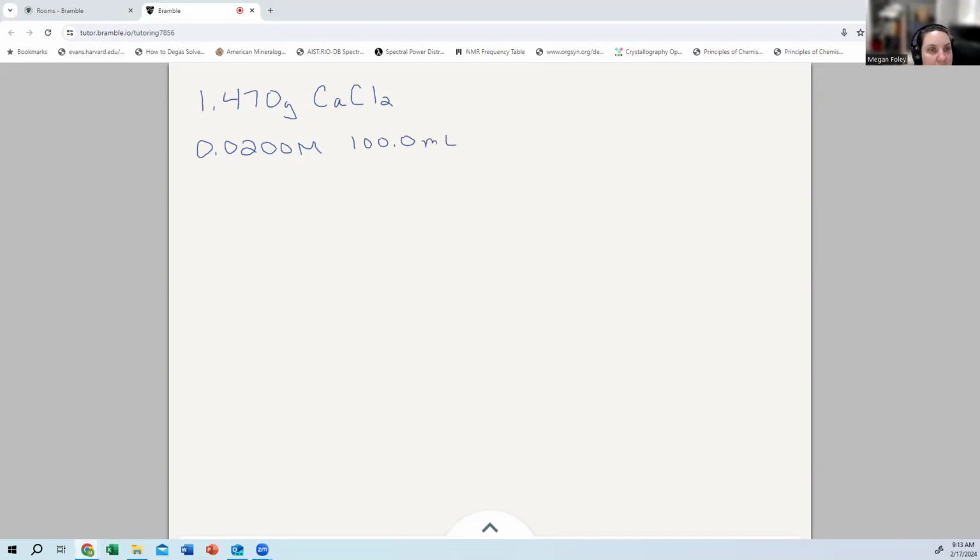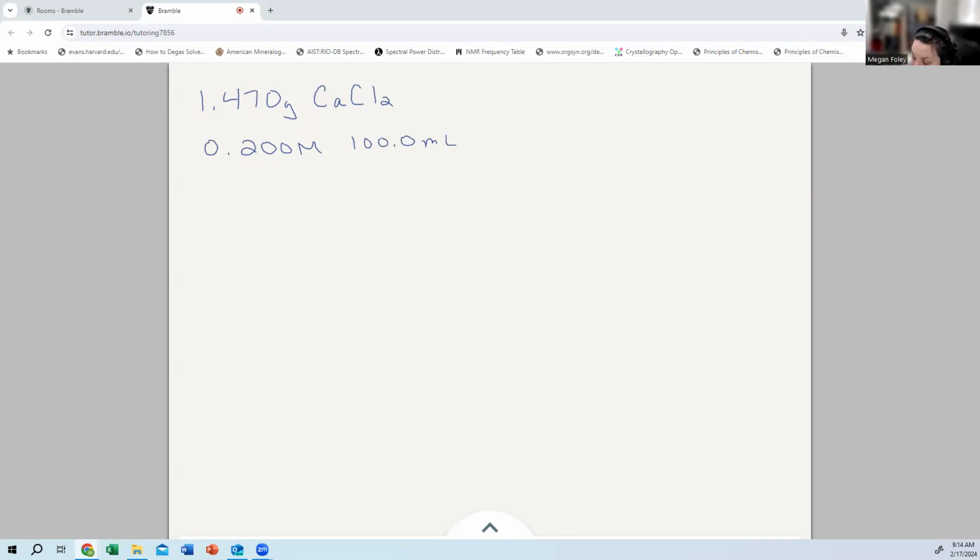I'm going to just make sure that I'm not making this up. Lab 6. Oh, but it's 0.2 molar, not 0.02. Okay, so those are the two things that we are adding together.